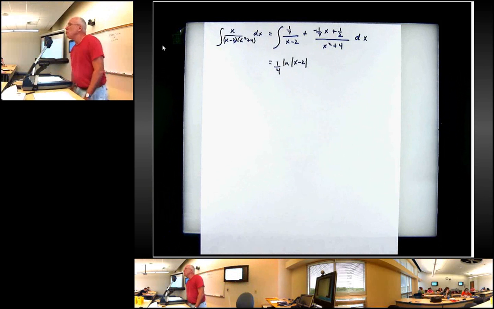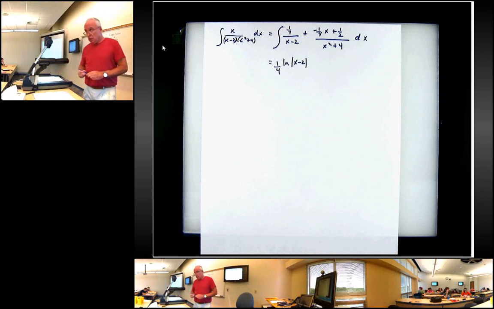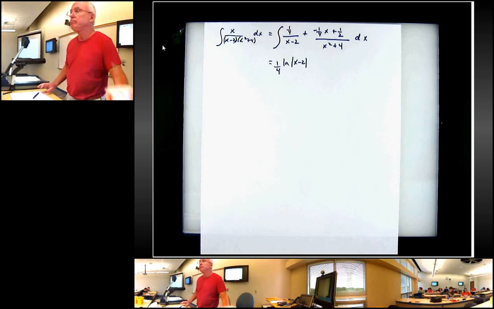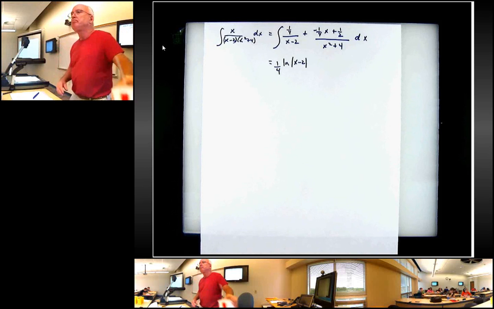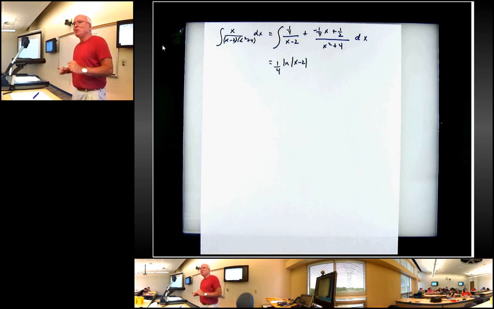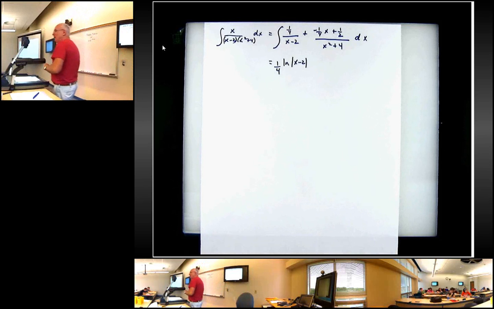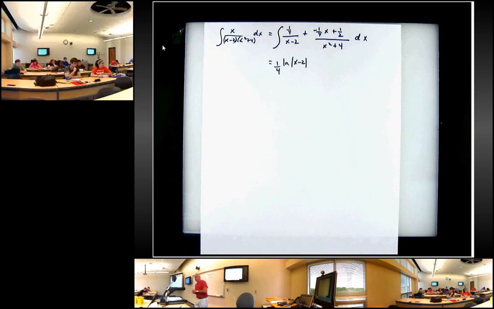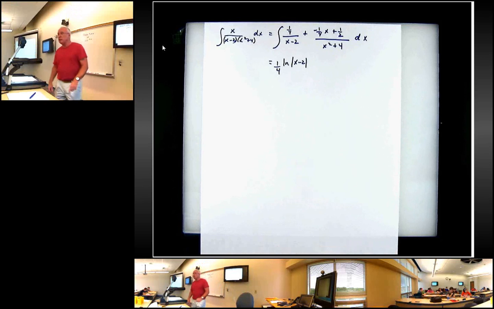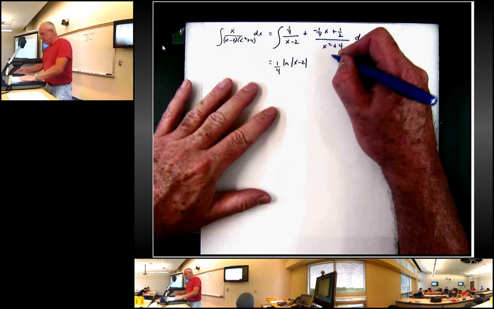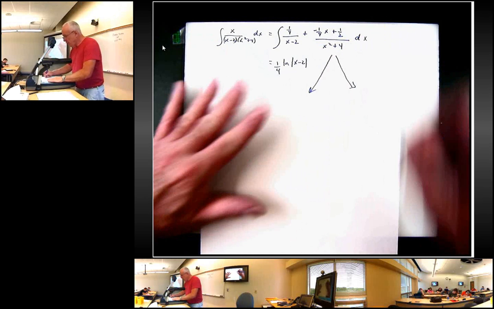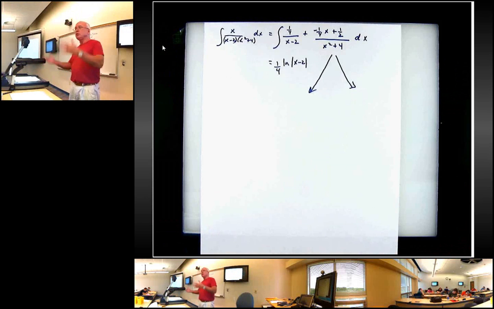Any thoughts on what might be a strategy for the second term? Running out of strategies? We make it 2 different fractions. Yeah, exactly. That's the strategy. Break it up into 2. We have 2 terms in the numerator. Let's break it up. If we have 2 things in the numerator, we can have one fraction with one of the terms, the other fraction with the other term.